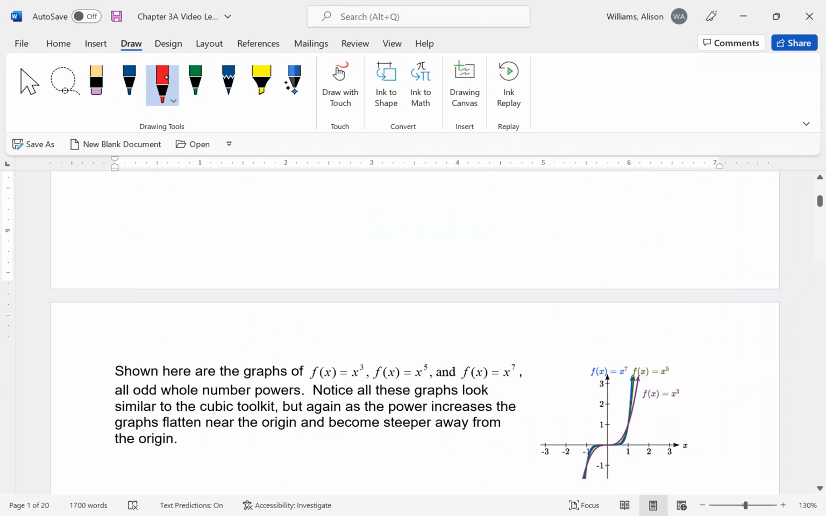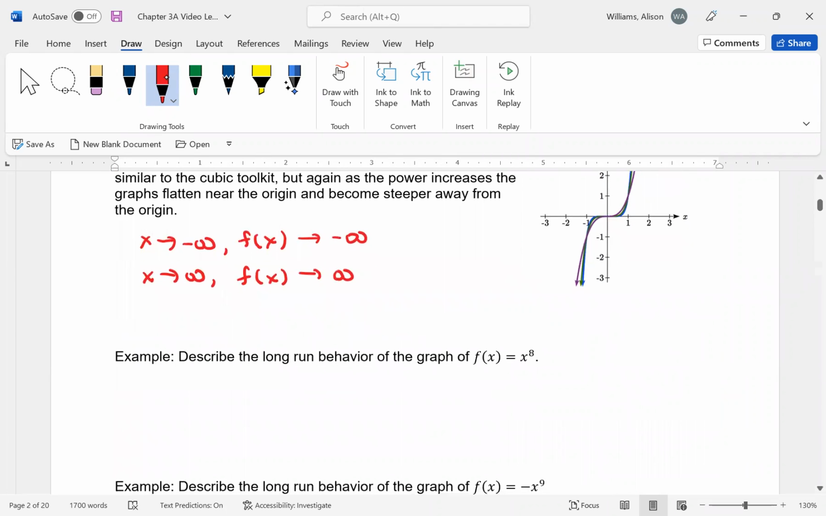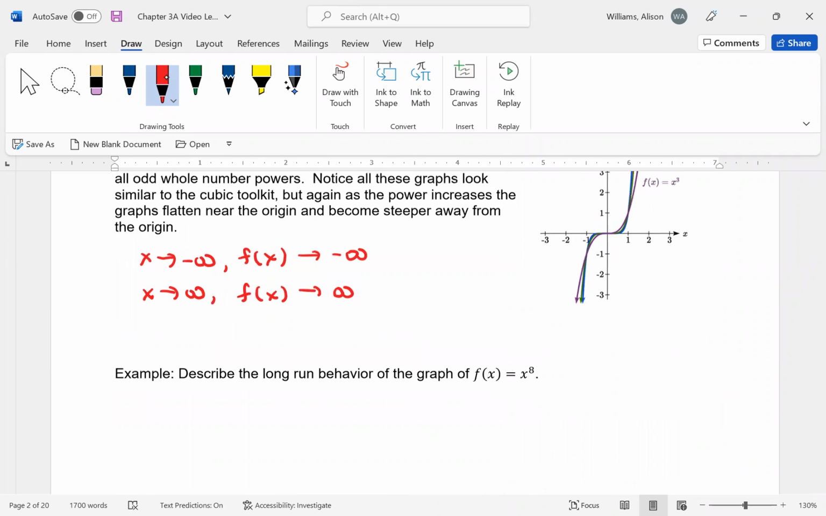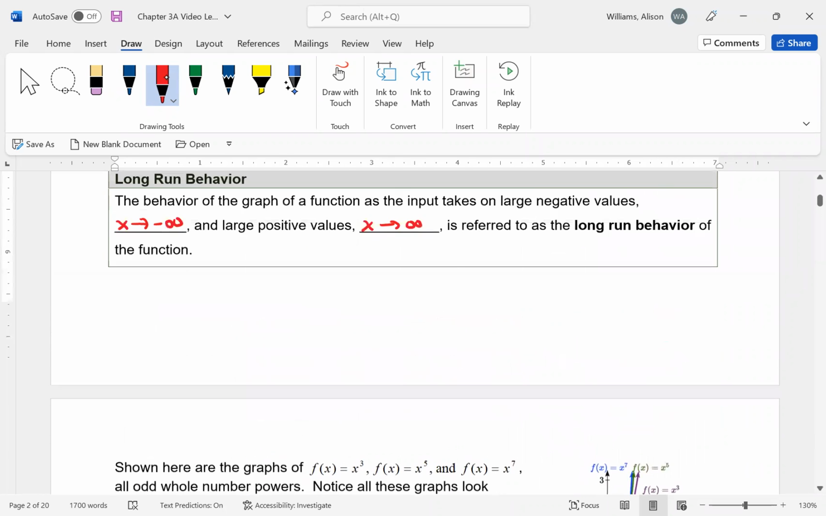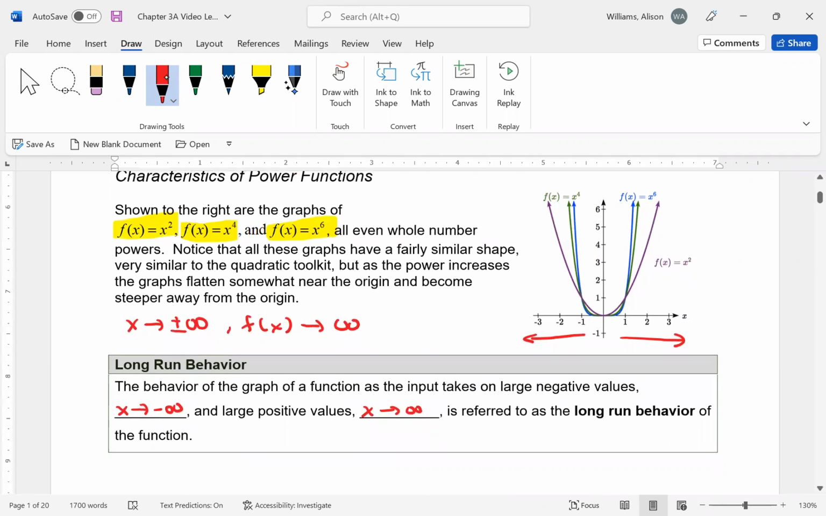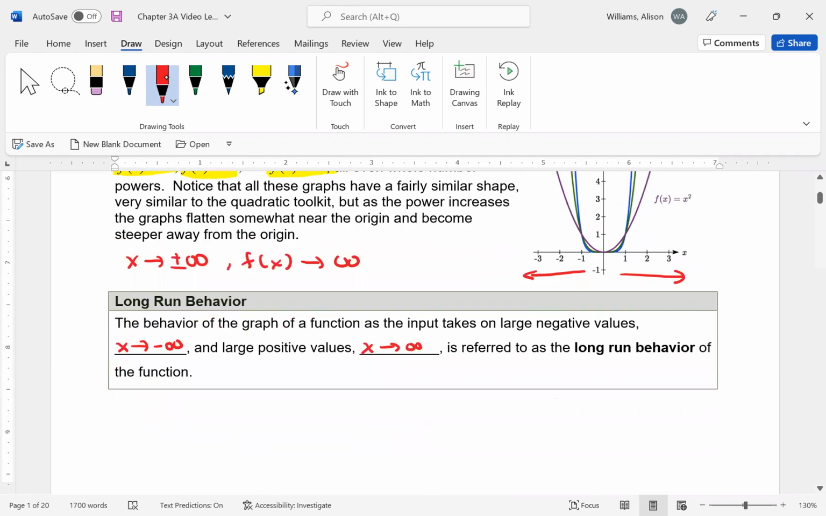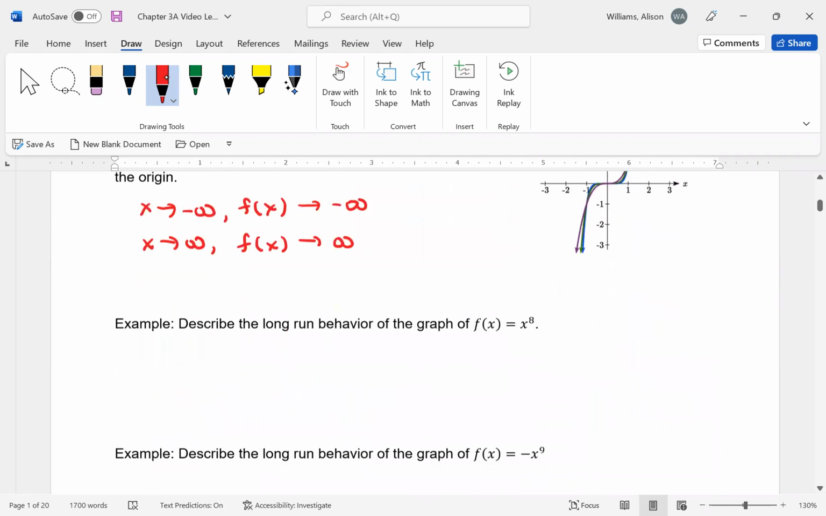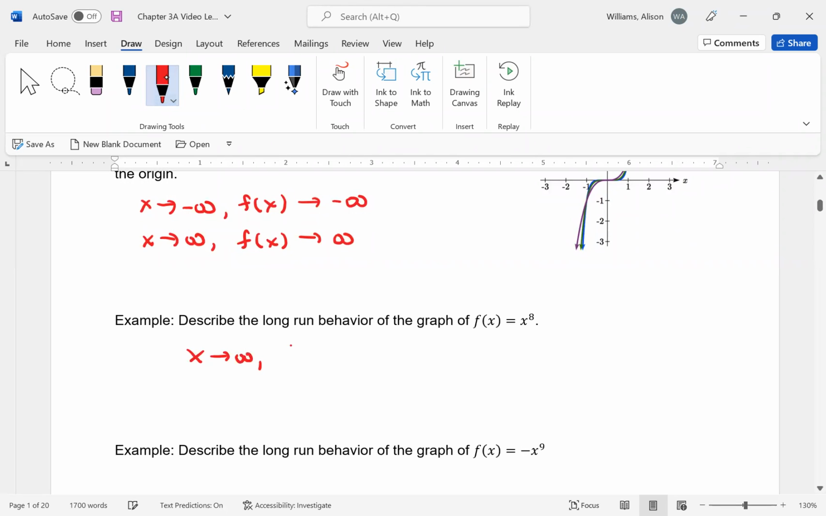So let's apply this to a new example. Let's describe the long run behavior of x to the 8. That's an even power, so I think it's going to look similar to these graphs up here, which would mean that as x goes to positive infinity, f of x goes to positive infinity. As x goes to negative infinity, f of x is still going to positive infinity.